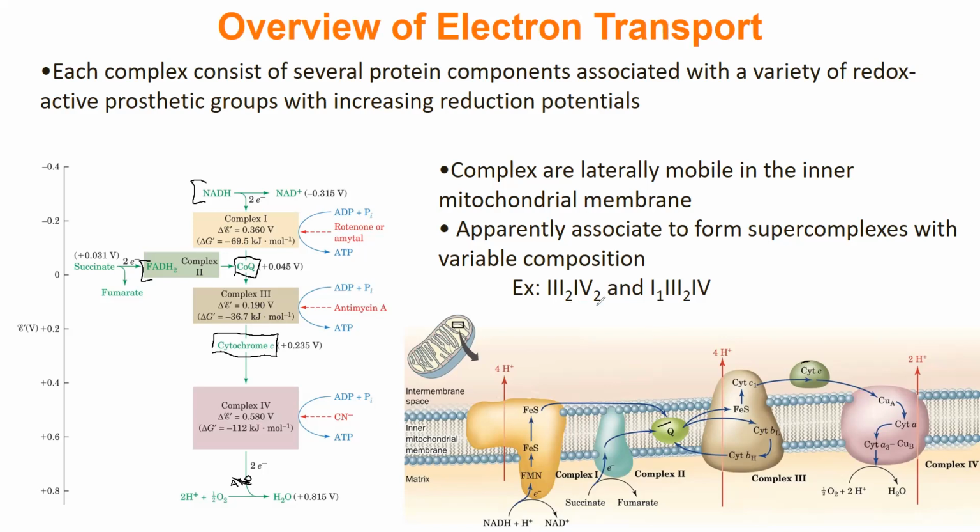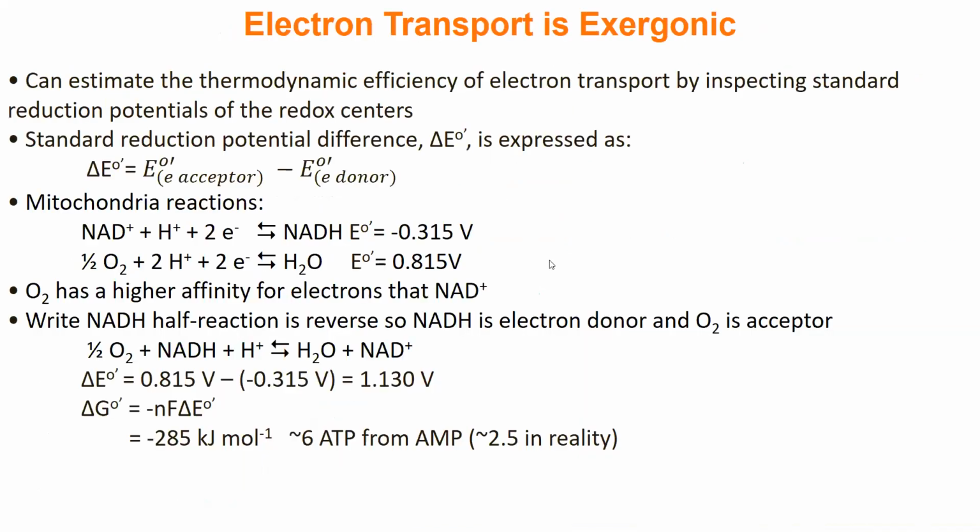And they usually associate together into giant complexes. So like this 3-2-4-2 means you could have just 2 3s and 2 4s traveling together as a unit, or 1 1 3 2 4 means you have a 1, 2 3s and a 4 just traveling together as a unit. So these things often come together and move around in your lipid membrane, or your inner membrane rather. And this whole process is exergonic, which makes sense because we're making ATP, which is an endergonic reaction.